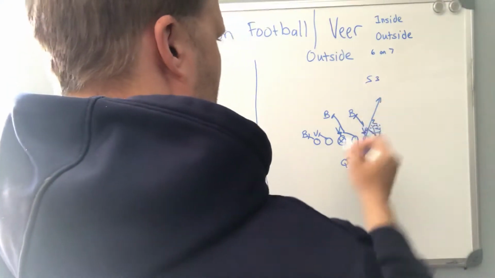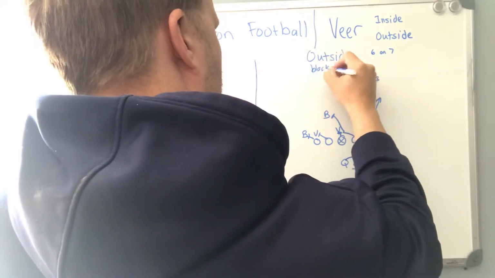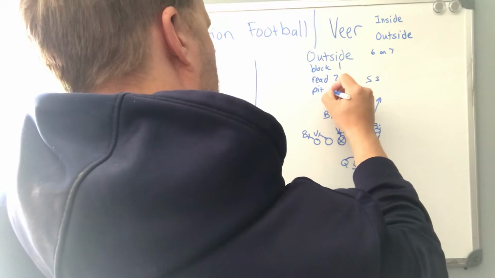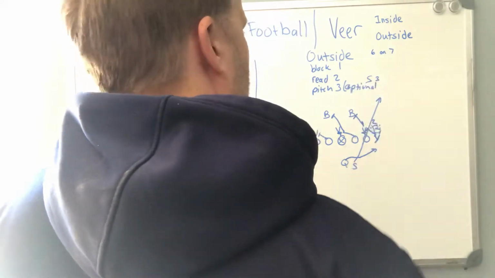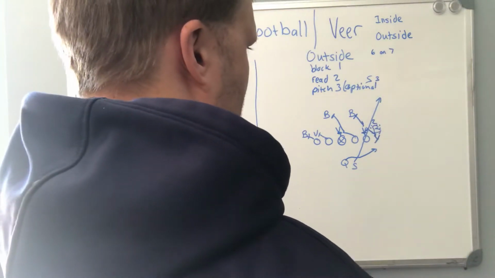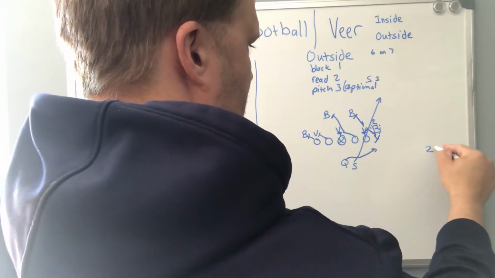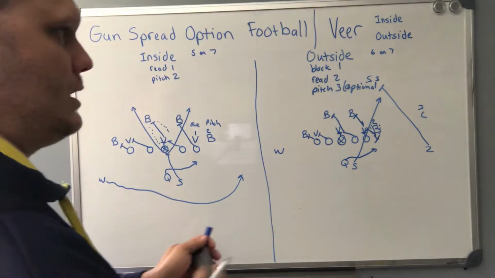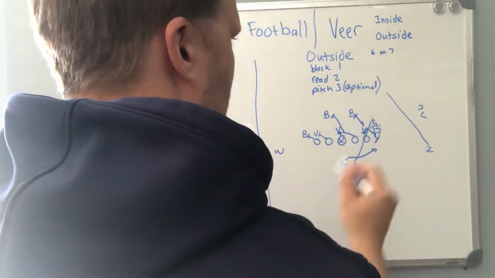So on outside veer, I say there's an optional 3. So you're going to block 1, you're going to read 2, and pitch 3, but optional. You don't have to on some defenses. You could have your corner slant in there, whatever, or you could pitch out the corner. If you wanted your Z to go here, you can pitch off the corner. What I'm saying is it's optional. You could optional pitch off the 3. That's outside veer. So again, you're going to block 1, read 2, pitch off a 3.